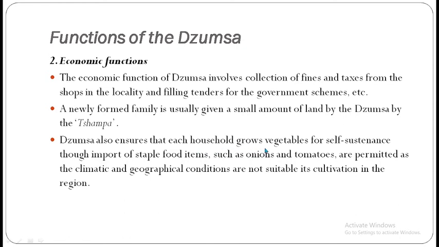Zumsa also ensures that its households grow vegetables for self-sustenance. In the traditional Zumsa administrative systems, the people cannot buy vegetables and others from other places. They have to grow them on their own. But they are allowed to import staple food items such as onions and tomatoes because the climatic condition that they are living in doesn't provide them suitable conditions to grow such crops. Otherwise, whatever is grown in the area, they have to grow by themselves for their self-sustenance.